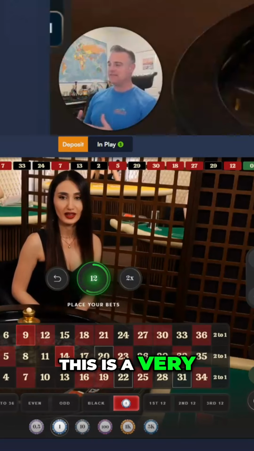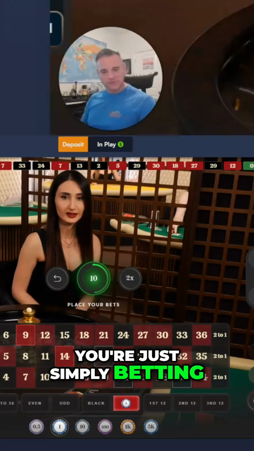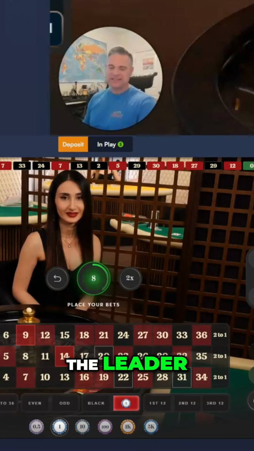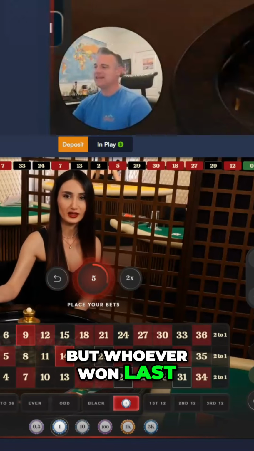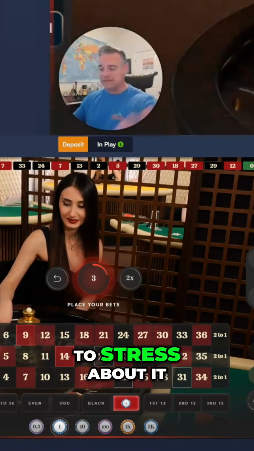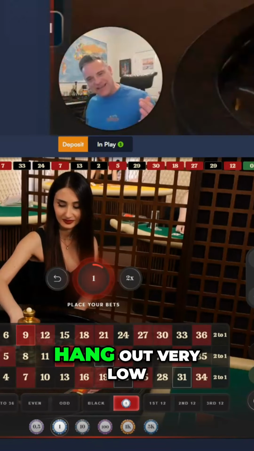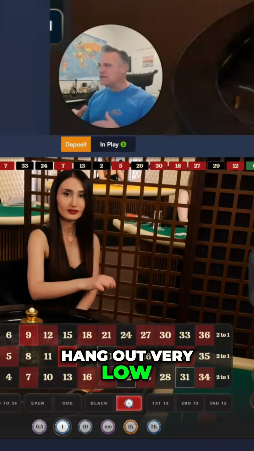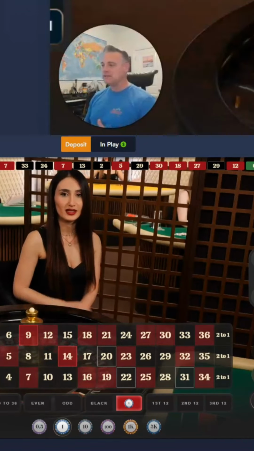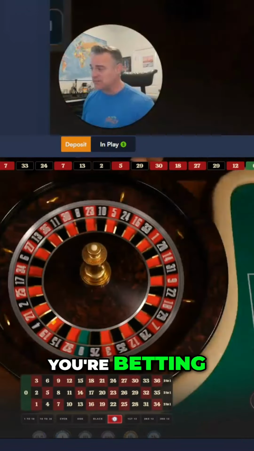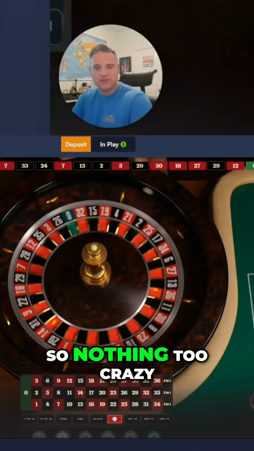And again, this is a very simple strategy. You're just simply betting the leader, or not the leader, but whoever won last. It's also really fun because you don't have to stress about it. You throw your bet out there and you hang out. Very low stress level, small wins, right? Depending on what units you're betting. We're doing dollars, so nothing too crazy.